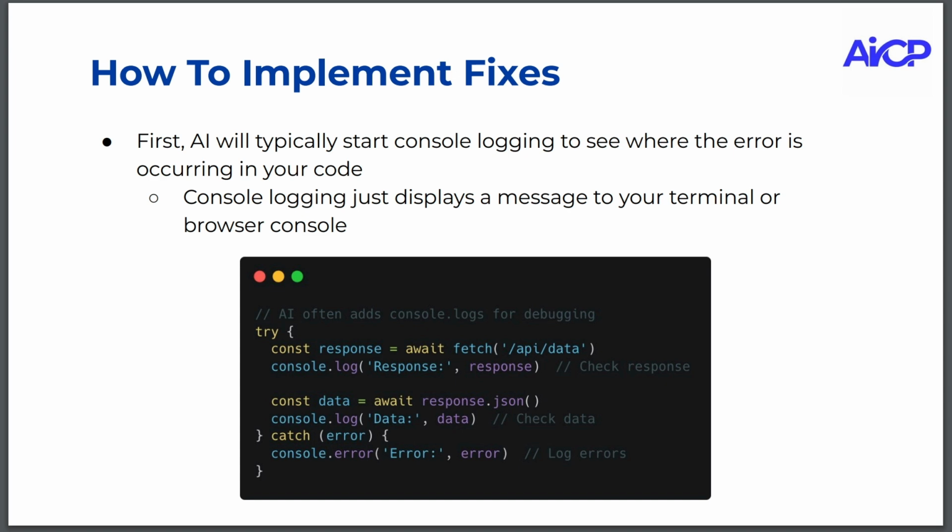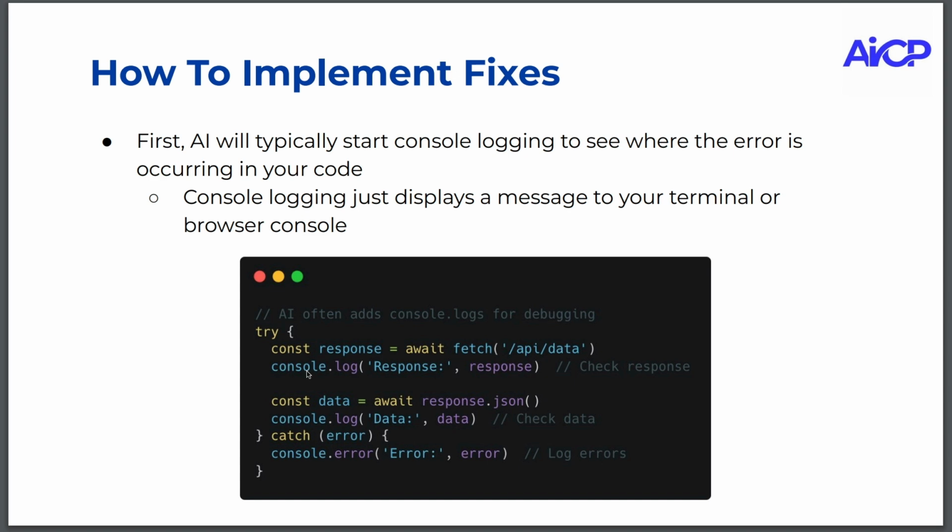So in our example here, AI is adding console logs every step of the way to see where the issue lies. So right now we have a console log in 3 different places. And once again, the console log results will appear in your terminal or console so that you can see the specific line where the code is failing.